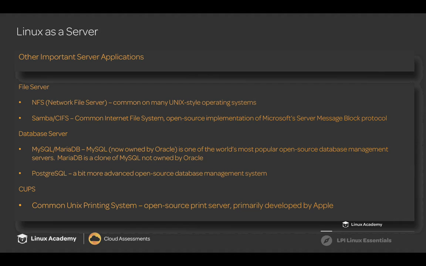You can also find the CUPS, or the Common Unix Printing System service, on a server, and this is an open source print server, which is primarily developed by Apple. This gives clients on a network the ability to print to a shared network printer using the same server.